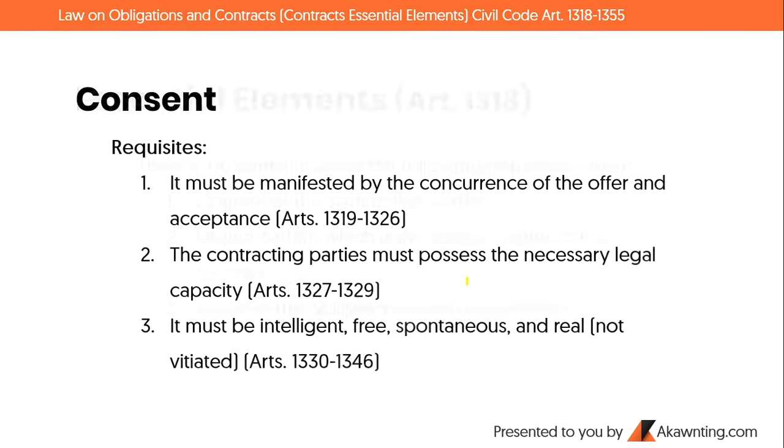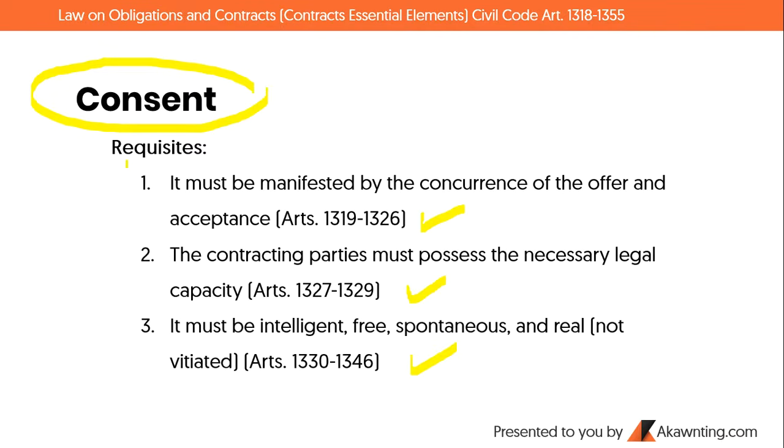Okay, so ayan. First requisite natin is yung consent. So, ano ba yung mga different requisites ng consent? Under the Civil Code, so ayan, na makikita nyo dyan yung mga ranges ng different articles natin. So, bali, meron tayong tatlong requisite. Number one, it must be manifested by the concurrence of the offer and acceptance. So, dapat merong offer and acceptance of the offer by the other party.